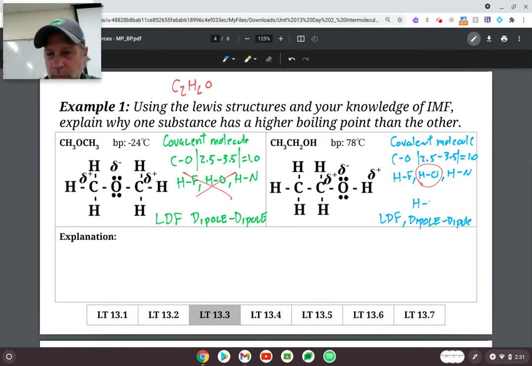So the molecule on the left has a lot of LDF and a little bit of dipole-dipole. The molecule on the right has LDF, dipole-dipole, and hydrogen bonding. That means the molecule on the right has a much stronger set of intermolecular forces of attraction. Because of that, it's more difficult to overcome those forces of attraction, which is why a lot more energy is needed.